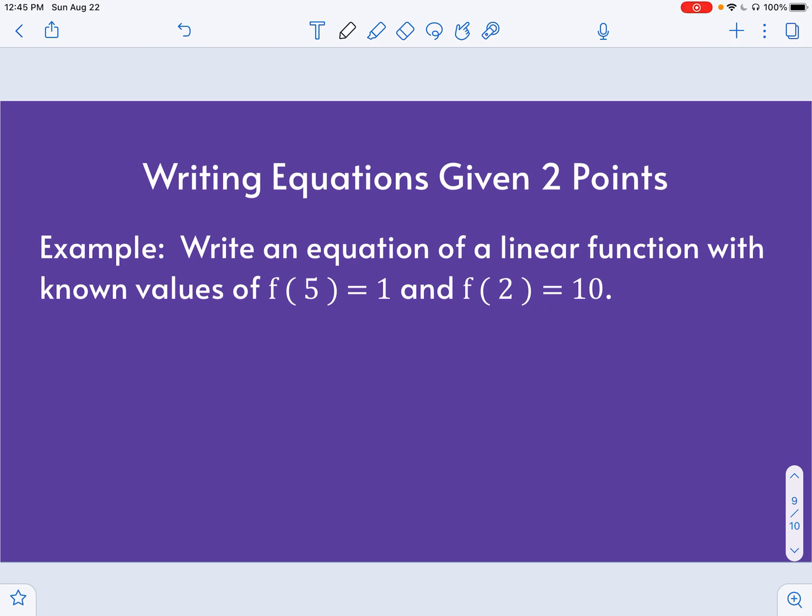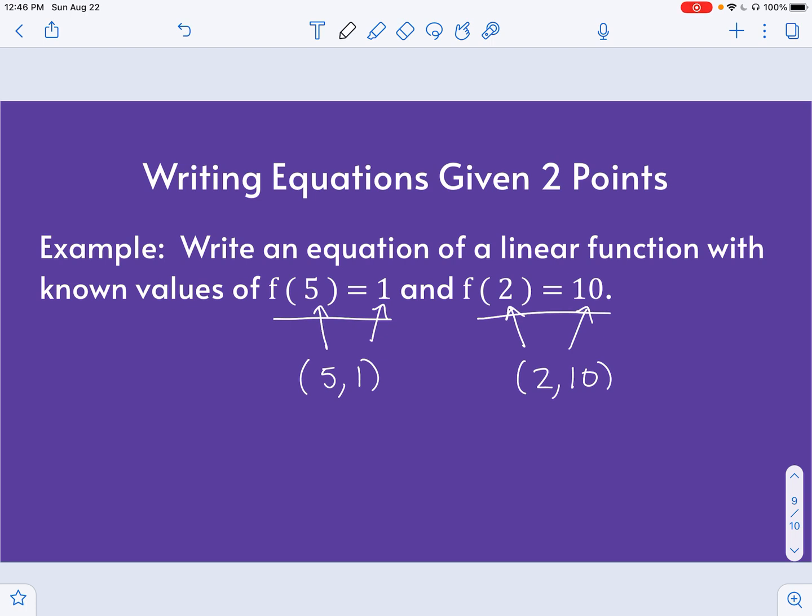So this looks different, but it's really just like the last slide. Going all the way back to Algebra 1, for some of you it's been a while, most of you it's been a while. This is function notation. Function notation tells us if 5 is our input, 1 is our output. In other words, f of 5 equals 1 is really just a fancy way of saying the linear function goes through the point (5, 1). Same thing with the 2 and the 10.